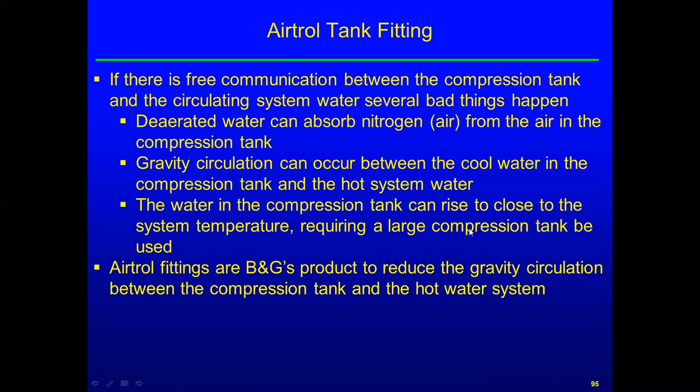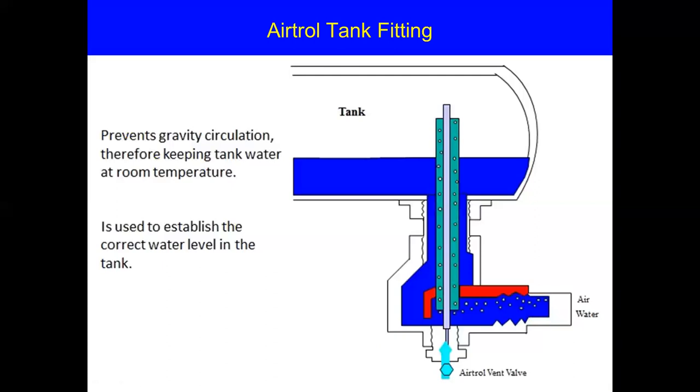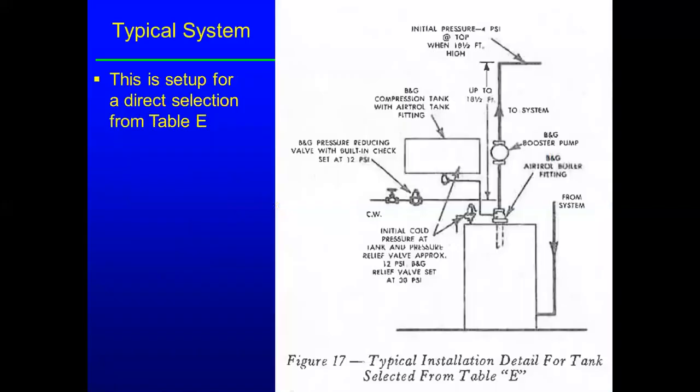Water in the compression tank can rise to close to the system temperature, requiring a larger compression tank to be used. Airtrol fittings are a B&G product to reduce gravity circulation between the compression tank and the hot water system. This just shows a picture of the Airtrol tank fitting to prevent the gravity circulation. This is our typical system picture. We've had that before.